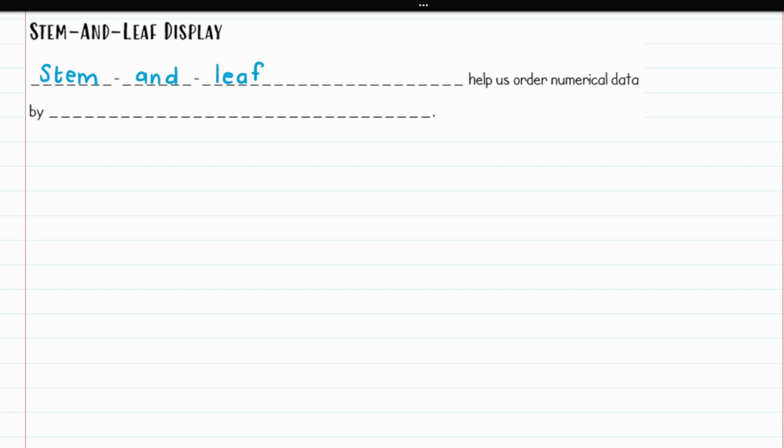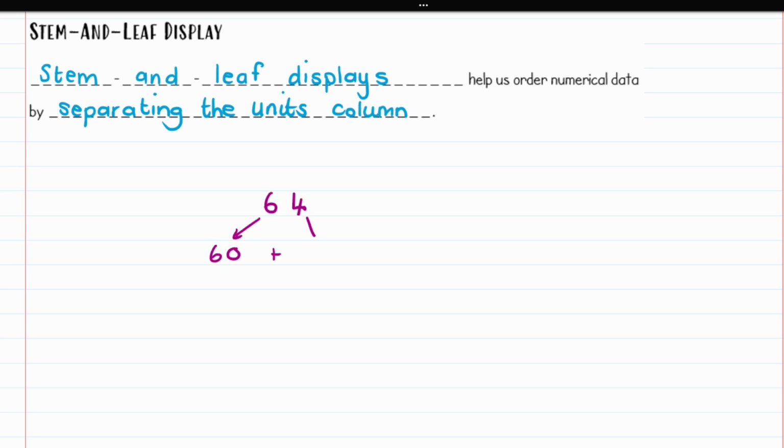Stem and leaf displays help us order numerical data by separating the units column from the rest of the number. For example, in the number 64, we can expand it to say 60 plus 4. Since the 4 is in the units column, we want to separate this from the 60.